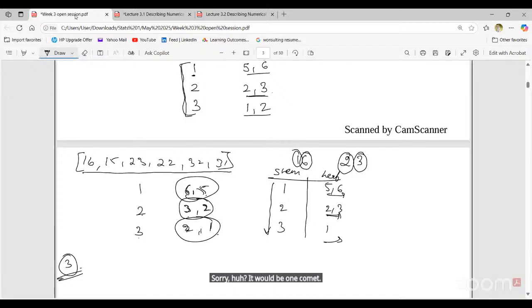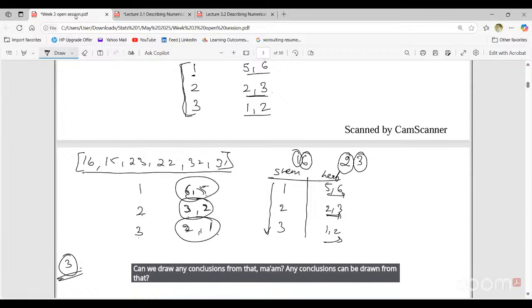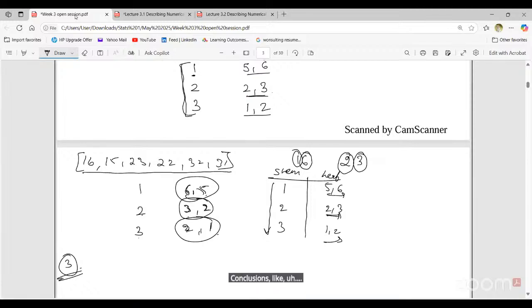What is the purpose of this stem plot? We are just representing the data graphically, that's it. Can we draw any conclusions from that, ma'am? Conclusions like if you have to calculate the mean or the median or something? It's just representing the data. That's it. Nothing else. Okay, ma'am. Thank you.